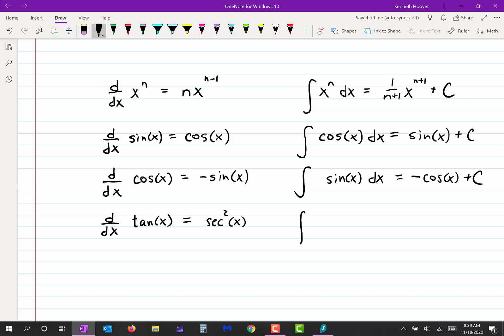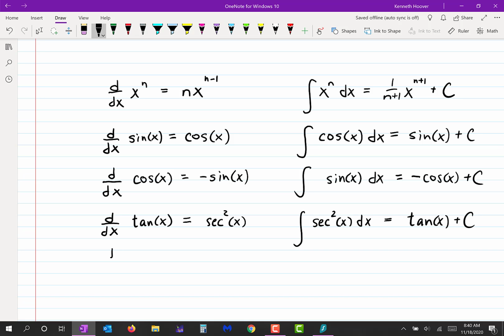That means the integral of secant squared is tangent. And not everybody remembers that, but you really should. I would like you to remember that one. If you take Calculus 2, it's going to come up over and over and over again. You're going to need to have it memorized.